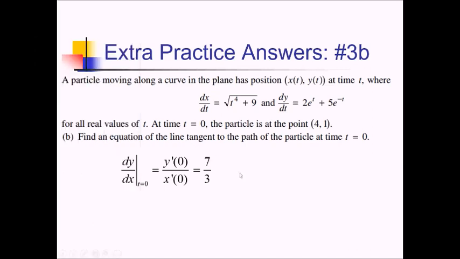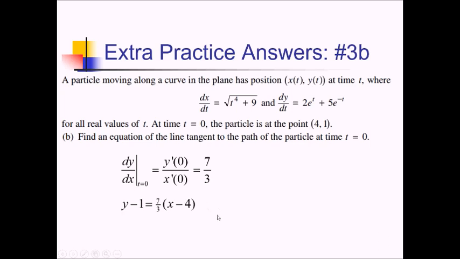So in order to get that into the equation of a line, I'm going to have y minus the y value that they gave me, so y minus 1, equals my slope that I just found of 7/3 times the x minus the x value here, so x minus 4. And there's no need to simplify this.